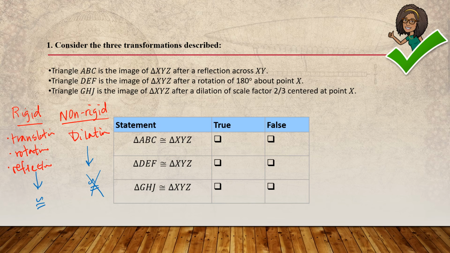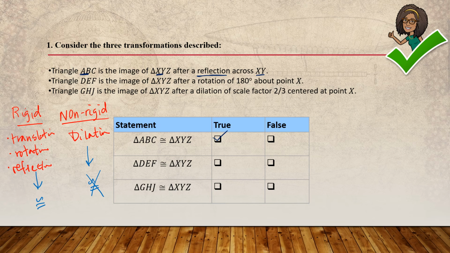So looking at the first one, triangle ABC is the image of triangle XYZ after reflection across line segment XY. So just the mere fact that it says a reflection, I know that it is a rigid transformation, and it says across segment XY. Well, segment XY is corresponding to the first two points, or segment AB. So that tells me that this has to be a true statement, that these two triangles are in fact going to be congruent.